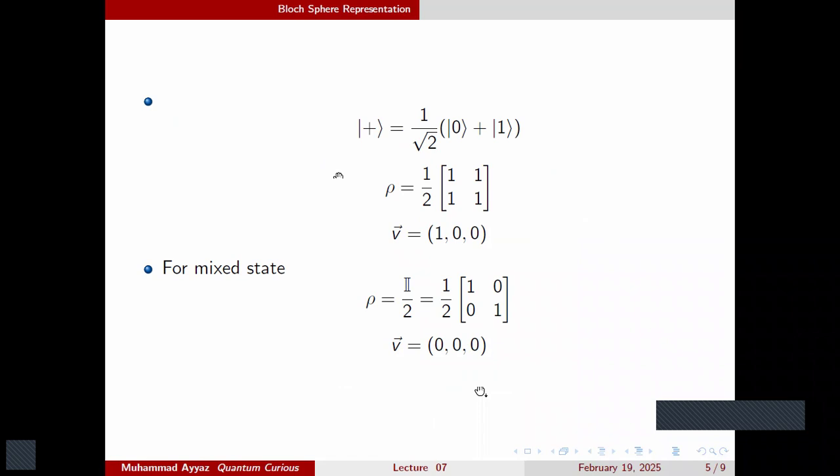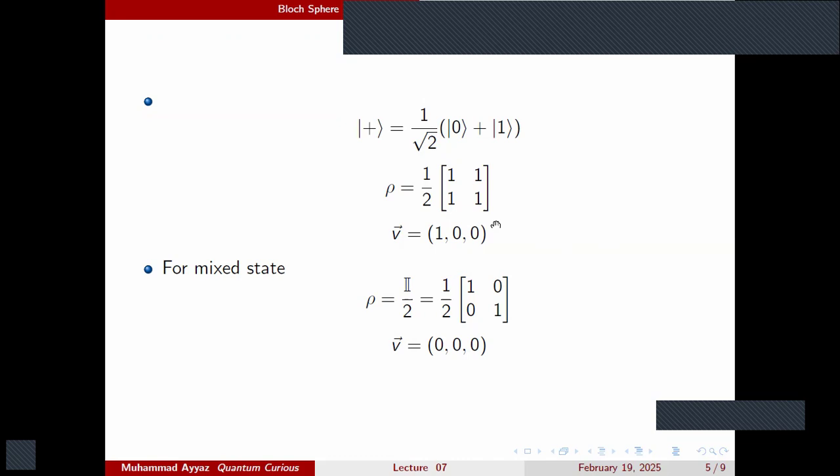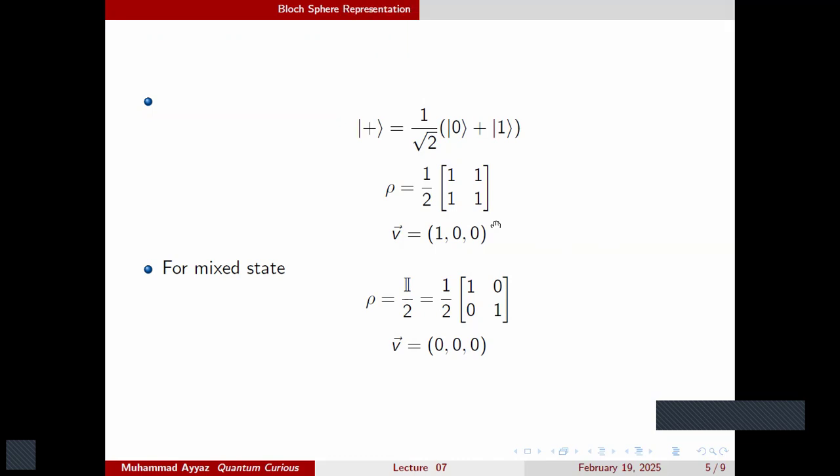We have the plus state, the Hadamard state, which is an equal superposition of the 0 and 1 states. Its density matrix has this form. If we similarly calculate the components of the Bloch vector as before, we find that the Bloch vector has this form, so it is oriented along the x-axis. The Bloch vector has mod square equal to 1, which says that the given state is a pure state.